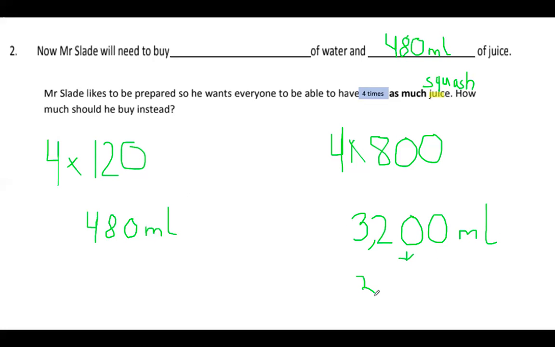Now, if you remember from our last lesson, we can convert that because we've gone past our thousands. So this could be 3 liters and how many milliliters? 200 milliliters. Let's put that up there. So 3 liters and 200 milliliters. That'll be easier for Mr. Slade to remember because I think some of those waters come in liter bottles. So he can buy 3 liters, he could buy 4 liters and just not use the 4th one as much.